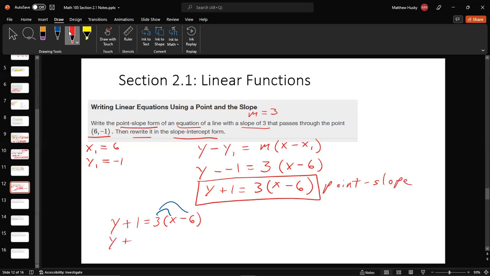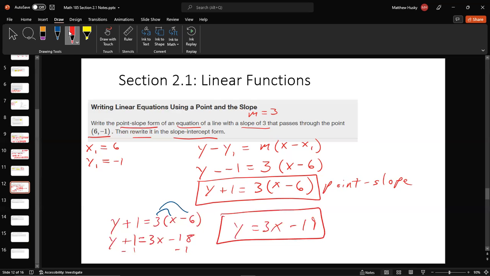And what do we got? We got y plus 1 equals 3x minus 18. Multiply those both by 3. Subtract 1. And that's 3x minus 19. And that is slope intercept form. And again, slope intercept is the name of the formula you're probably more familiar with. y equals mx plus b. That's what it's called, slope intercept form.